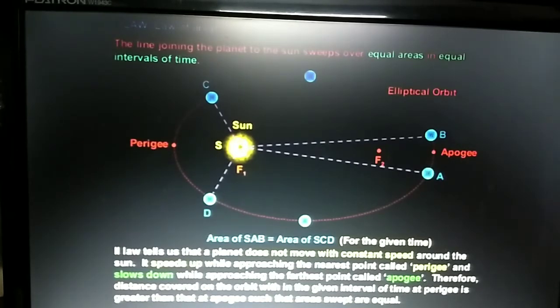Second law tells us that a planet does not move with constant speed around the sun. It speeds up while approaching the nearest point called perigee and slows down while approaching the farthest point called apogee. Therefore, distance covered on the orbit within the given interval of time at perigee is greater than that of apogee, such that areas swept are equal.